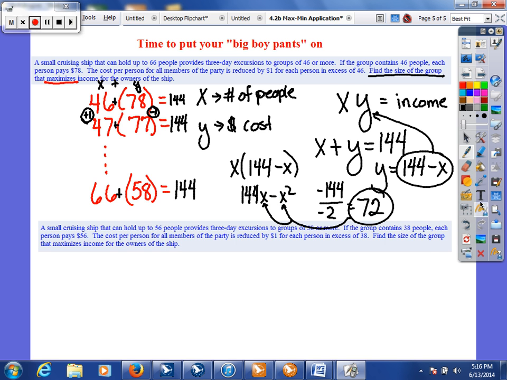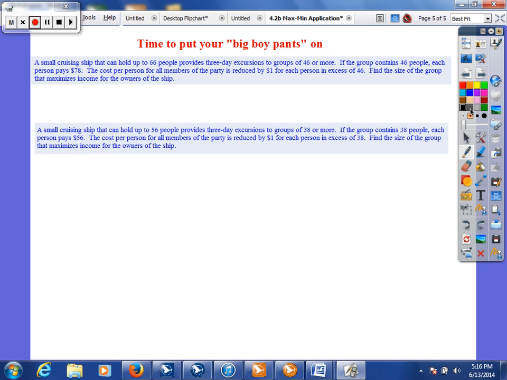And let's take a look at this bottom one. Same kind of problem. But the difference is now it holds up to 56 people. Okay, so this cruise ship holds up to 56, 38 or more. So again, we can go through and then how much does each person get charged? Well, each person gets paid $56 to start with. And then notice this one goes down 1 every time, so 55 and so on. And then the difference from here to here is 18. So if I subtracted 18 from 56, I end up getting 38.